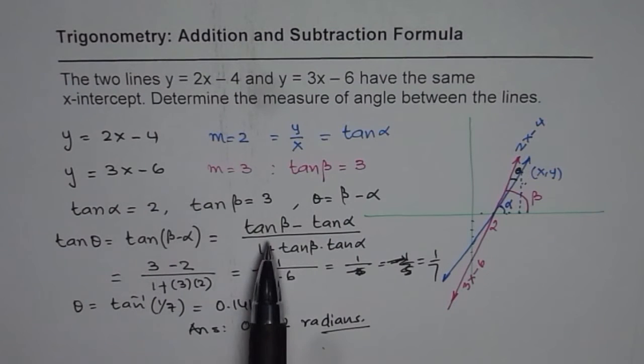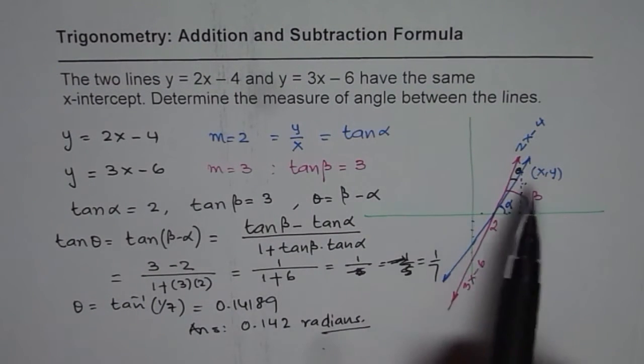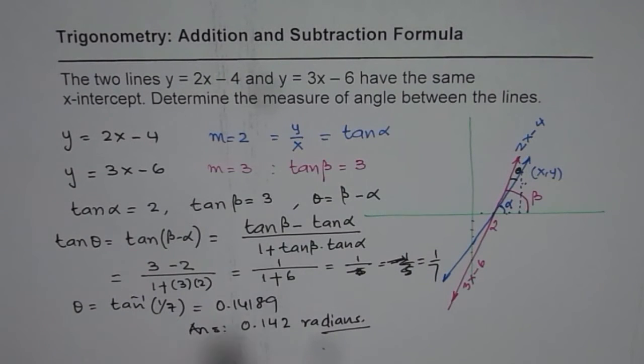Okay, so we have tan beta minus tan alpha over 1 plus tan beta tan alpha. So when you substitute these two values, 2 and 3, you get 1 over 7. Tan inverse of 1 over 7 is 0.14189, which could be approximated as 0.142 radians.